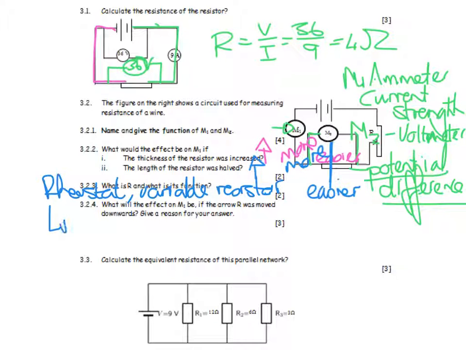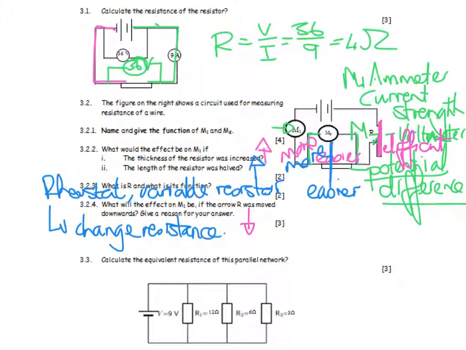And it has the ability to change resistance. Right, and then it says, what will the effect on M1 be if the arrow R is moved downwards? Now they're giving you a big fat hint to the previous question with moving this downwards. So if I move that arrow downwards, the resistor is going to get longer. And if it's longer, it's more difficult. So what would happen to M1? So that becomes more difficult. And therefore, M1 will decrease.